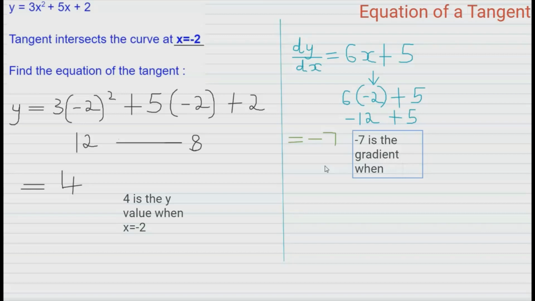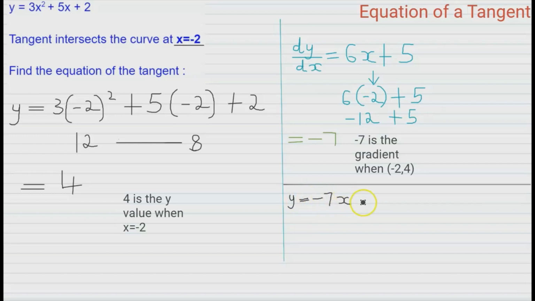So we can just write when the coordinates are minus 2, 4, because we've already found y here. And now we can finally go into the last step, and that is subbing in to find our c value. So if I get my y is equal to minus 7x plus c, for x and y. What, x being minus 2, y being 4.